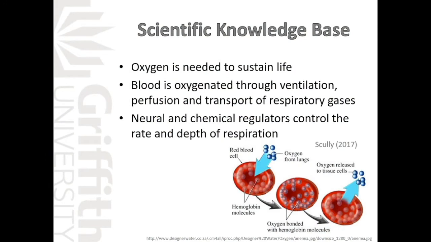So we're going to take a look at the respiratory and circulation systems, and hopefully you'll have a memory of these from your previous A&P courses. If we have a look at the picture on screen here, we can see a red blood cell. It's carrying oxygen via hemoglobin molecules, with the oxygen bonding to these hemoglobin molecules. The blood travels off to the cells. The hemoglobin releases the oxygen to the cell's tissues.